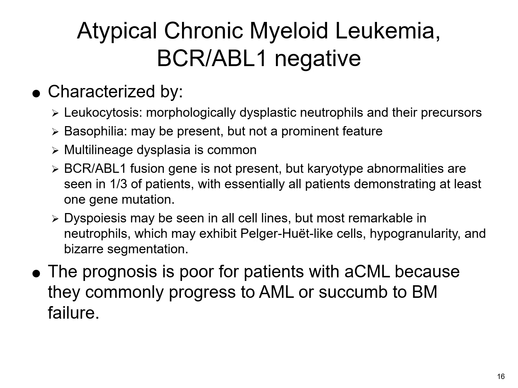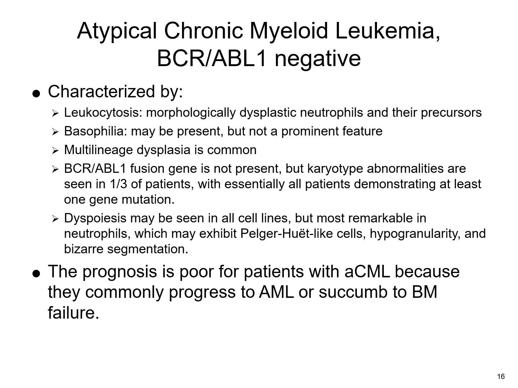Atypical chronic myeloid leukemia that is BCR-ABL1 negative. This is characterized by leukocytosis and morphologically dysplastic neutrophils and their precursors, so those early cell lines. Basophilia may be present, but is not a prominent feature of these cells. You can have multilineage dysplasia. While that BCR-ABL1 fusion gene isn't present, you can have karyotype abnormalities in about 1/3 of the patient population, with essentially all patients demonstrating at least one gene mutation of some sort.